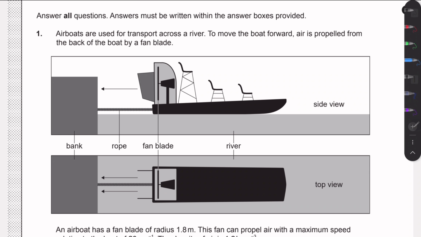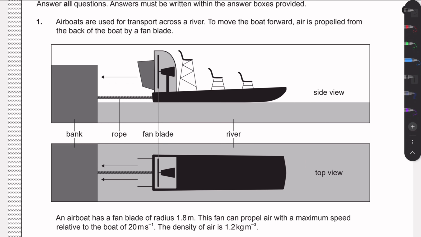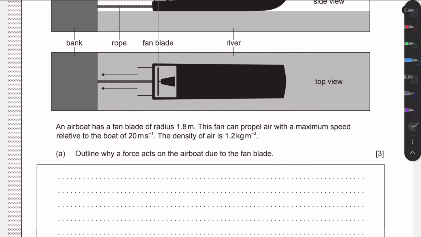So here we're going to go through question 1 in the May 22 time zone 2 paper 2. Here we're given this airboat. We're told it is used for transport across the river, and the boat is moving forwards and air is propelled from the back of the boat by a fan blade. So there's a fan over here pushing air backwards.